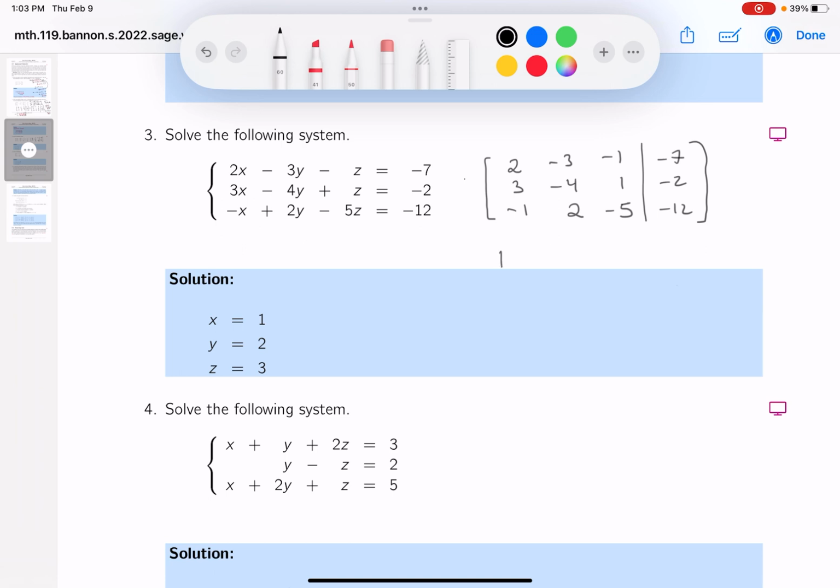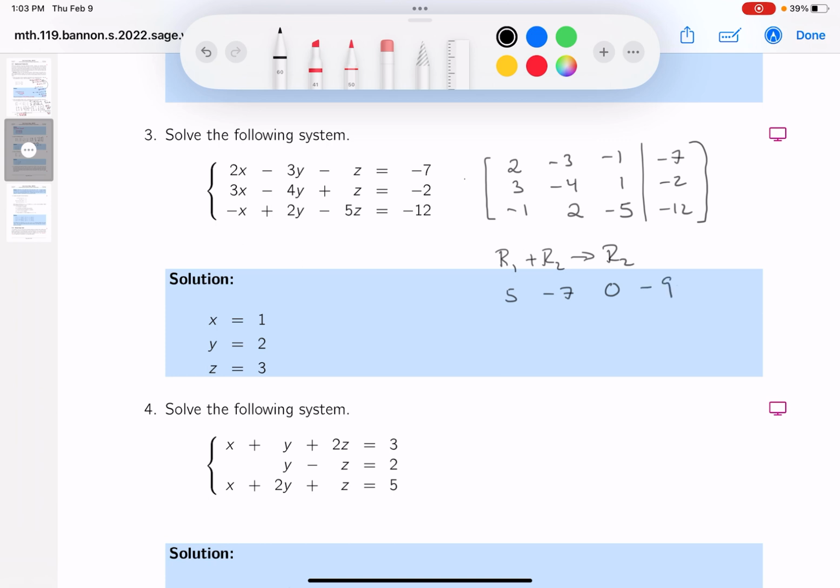What I'm going to do is look for things that are easy to do. I'm going to say row 1 plus row 2 and give it to row 2. I want to write that down, though. What do I get? I get 5, just adding the rows together, by the way, minus 7. And then minus 1 plus 1 is 0, and that's one of the reasons I want to do it. And minus 7 minus 2 is going to be minus 9.